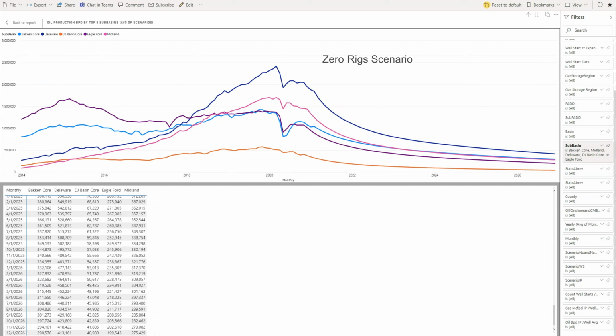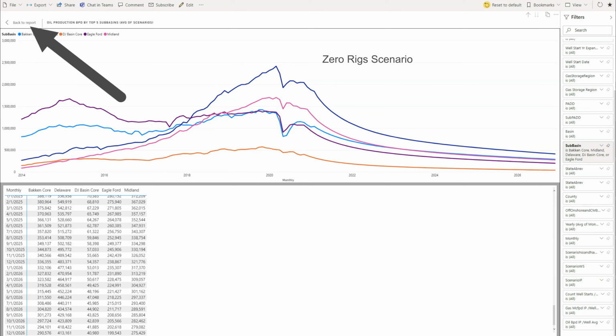Let's look at the zero rig scenario again, but this time by subbasin. Major growth in Midland and Delaware recently makes their base decline steep. Older wells in the Bakken help flatten the base decline, so they don't need as many new wells to keep production flat, especially if those new wells are big.